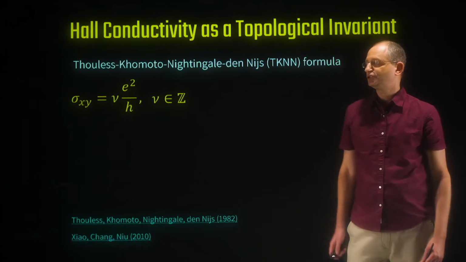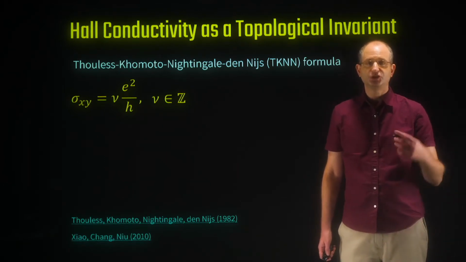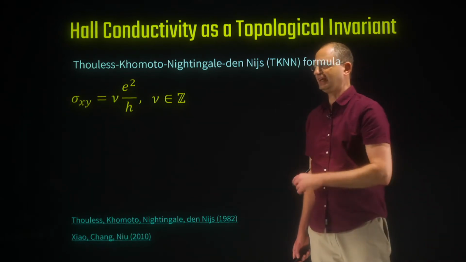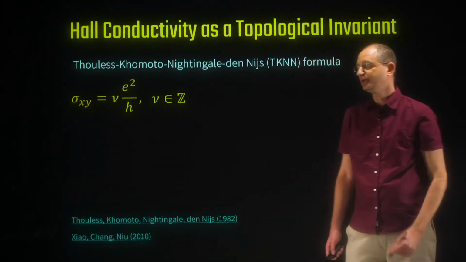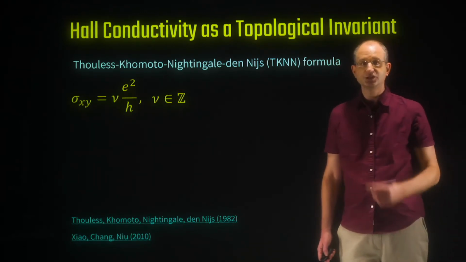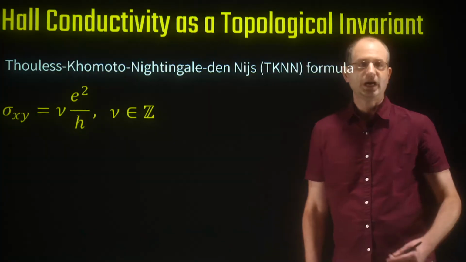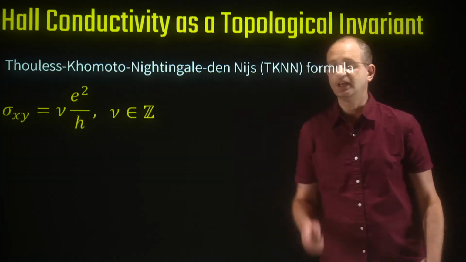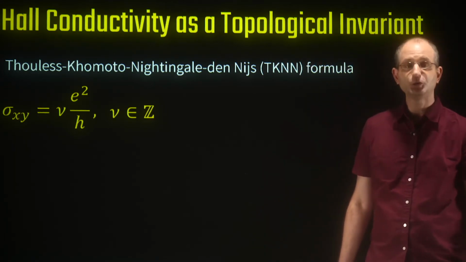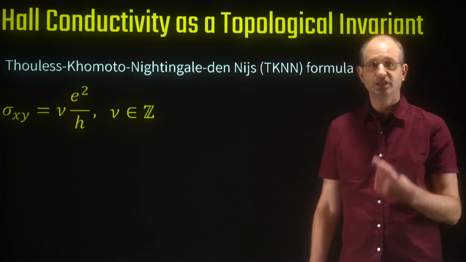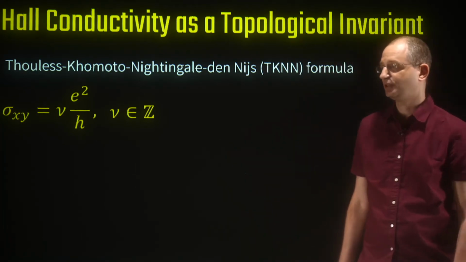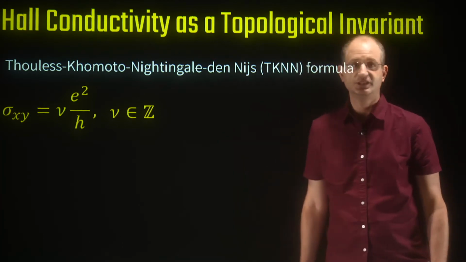And this integer nu is equal to the sum of the Chern numbers of all the filled bands of our band insulator. Okay, so it's a relation between a topological invariant, nu, and the Hall conductivity sigma xy. It proves that sigma xy in a band insulator is actually quantized. On the way to deriving the TKNN formula, we're actually going to also derive the semiclassical equations of motion of a Bloch electron moving in a periodic potential. And we will see how to derive from the semiclassical equation of motion the Hall conductivity sigma xy.